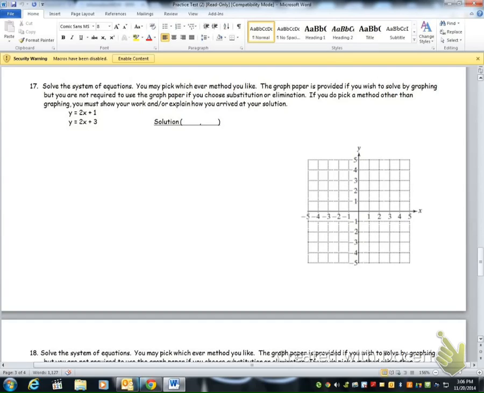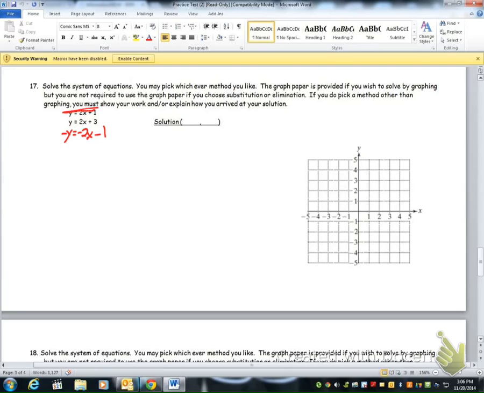Now, if we look at this with elimination, we have y equals 2x plus 1, and we have y equals 2x plus 3. So I've got positive 1y and positive 1y, and I have positive 2x and positive 2x. So I'm going to multiply one of these through by -1. So I'm just going to do that to the first one. So that would give me -y equals -2x minus 1. So I'm just rewriting that one, multiplying through by -1. Everyone with me so far?